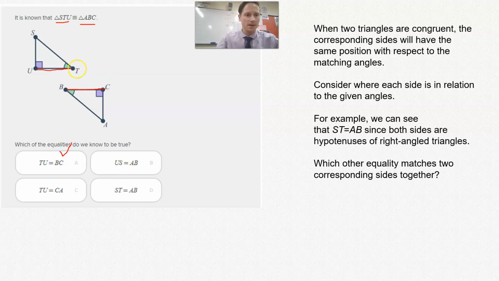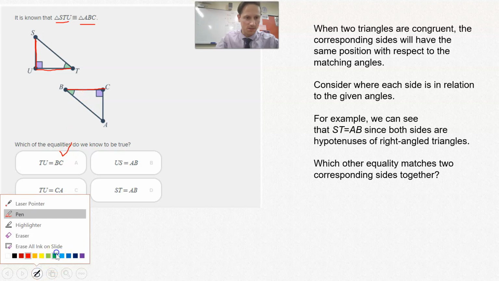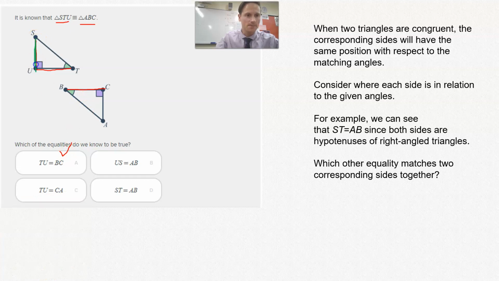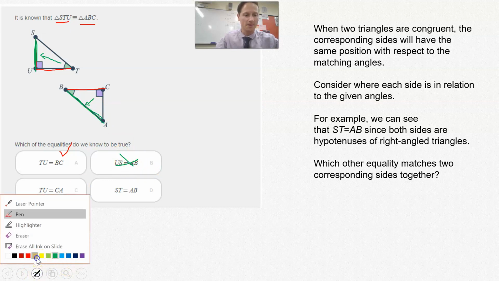The second one is US equals AB. So US is here. And actually I should pick a different color, shouldn't I? Let's go green. So US is here and AB is here. Now, the easiest way to look at that one is that side is opposite to the green angle, and here it's opposite to the purple angle. So the fact that they're in different positions means that they're not corresponding, okay? So they're not equalities that we can say are correct.